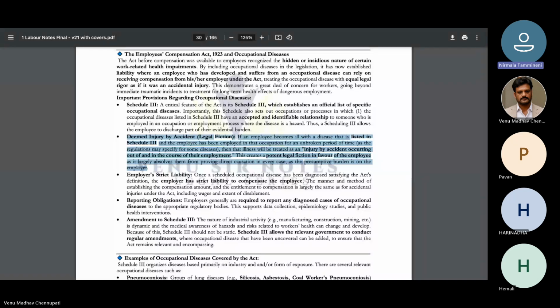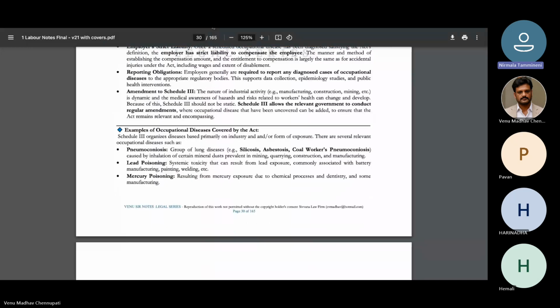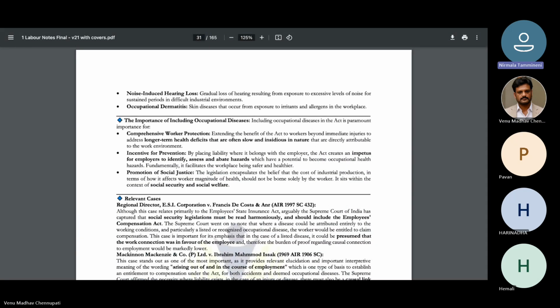Examples of occupational diseases covered by the Act. Schedule 3 organizes diseases based primarily on industry and or form of exposure. There are several relevant occupational diseases such as pneumoconiosis, a group of lung diseases, which I talked about: silicosis, asbestosis, coal workers' pneumoconiosis, caused by inhalation of certain mineral dust prevalent in mining, quarrying, construction, and manufacturing. Second, lead poisoning. Ma'am, my voice breaks. Hearing loss: gradual loss of hearing resulting from exposure to excessive levels of noise for sustained periods in difficult industrial environments. Occupational dermatitis: skin diseases that occur from exposure to irritants and allergens in the workplace. So these are all different occupational diseases. The important thing is that computer-related carpal tunnel syndrome is not written here. This is actually outdated. It should be added also.